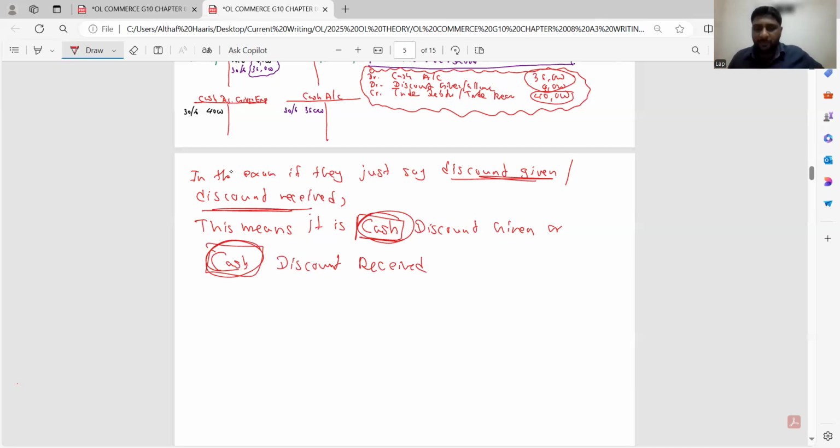So before finishing, people, any doubts regarding the discounts? If I quickly run through the discounts: two types, trade and cash. Trade is just a reduction, mainly for marketing purposes. Cash discounts: cash discount received is income, cash discount given is expense. That's it. Any doubts, any questions, people?